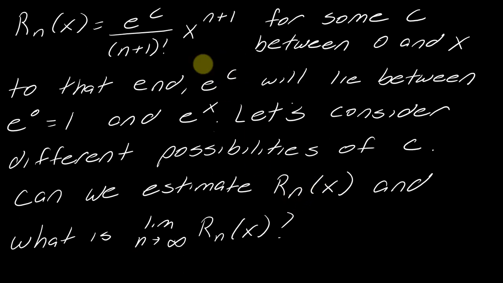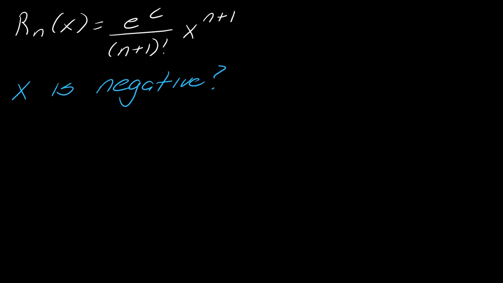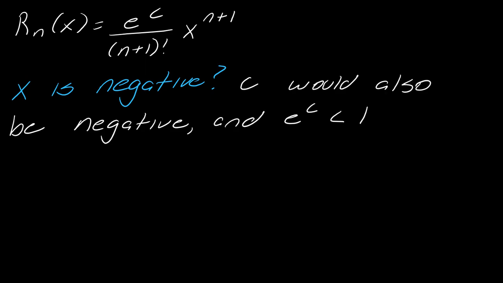First, I just want to think about what the deal is with this c. How can I estimate what the error is? To figure out what c is, we have to think about the different possibilities of x. Like I said, x could be negative. If x is a negative number and c falls between x and 0, then c is also going to be a negative number, right? Because it's between x and 0 and x is negative. So then e to the c is going to be some fraction, so this will be less than 1.